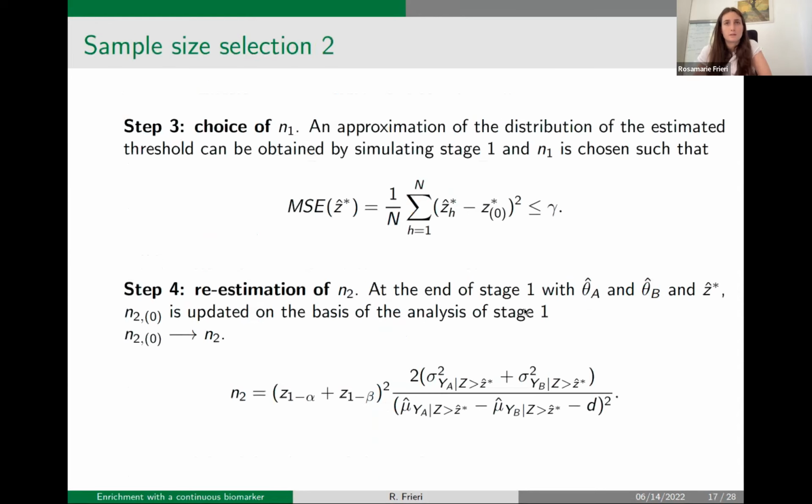Once delta is selected, we have a value for C, and we can choose N1 as the value such that the mean square error on the estimated threshold is less than an upper bound gamma. This is computed by simulation. Once stage 1 is performed with N1 patients, we can re-estimate N2 by simply replacing, in this formula, the initial guesses with the current estimates of the model parameters obtained in stage 1, which are then based on real data.